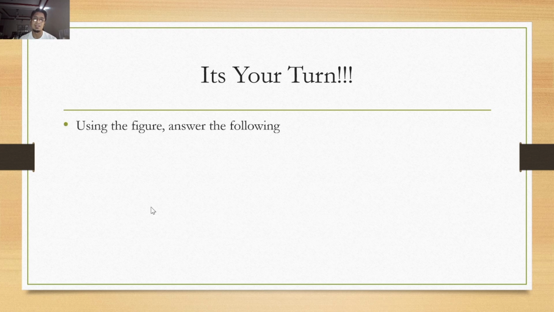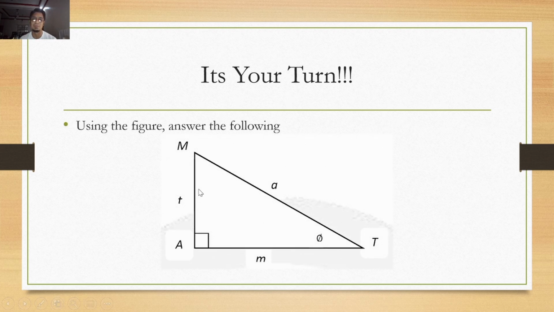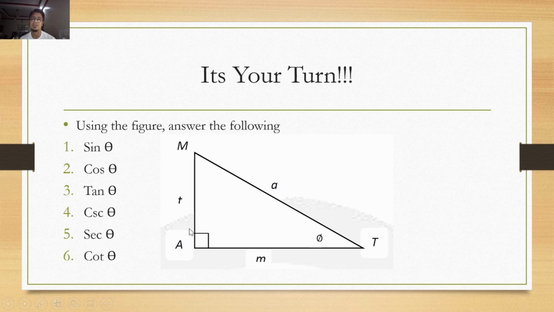So I have here now the given. Using the figure, answer the following. Ano yung sasagutan? Ito yung figure. Sin theta, cosine theta, tangent theta, cosecant theta, secant theta, and cotangent theta. Ito yung ating theta. So may mga letra, so we will be using this one. Ano daw yung sin theta?